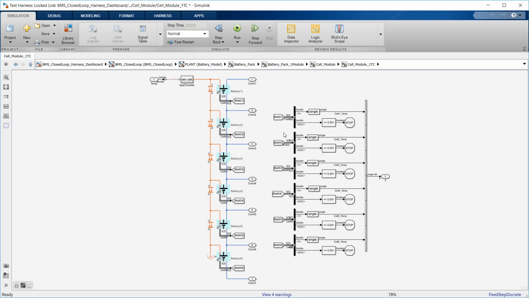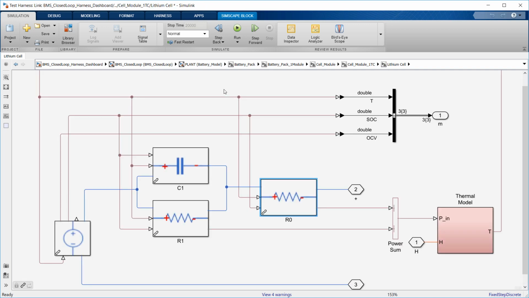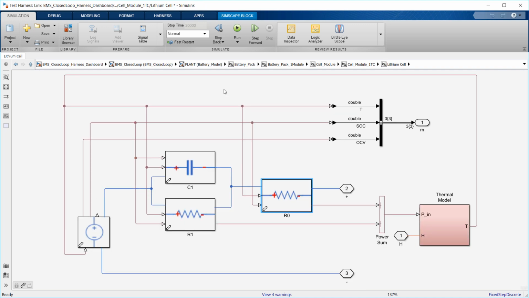The 6 cells are connected in series and also exchange heat with one another. The thermal layout is asymmetrical, with cell 6 insulated on one side and cell 1 convecting heat to the outside. Inside each cell, there is an equivalent circuit representation with parameters calculated using isothermal discharge experiments and parameter estimation.